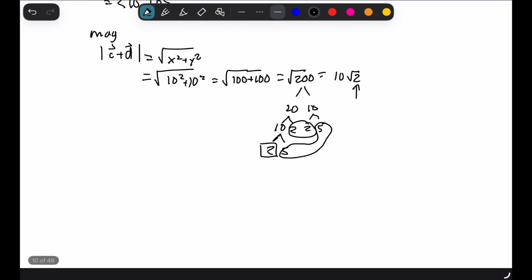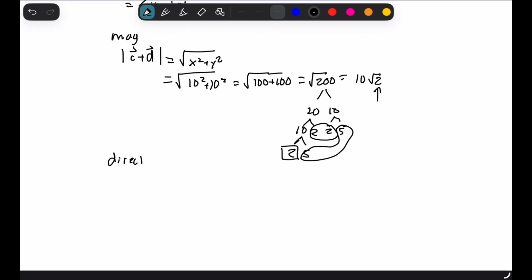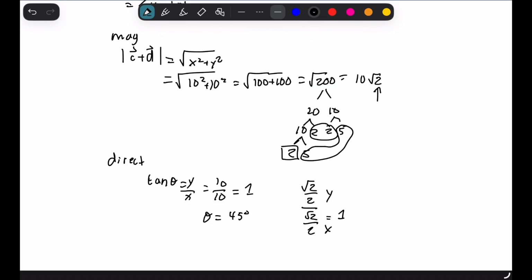Now, we can find the direction where tan theta is equal to y over x. 10 over 10 is equal to 1. Theta will be equal to 45 degrees because at that point you have the coordinates root 2 over 2, root 2 over 2, which are equal to 1, where that's your y and that's your x, right?